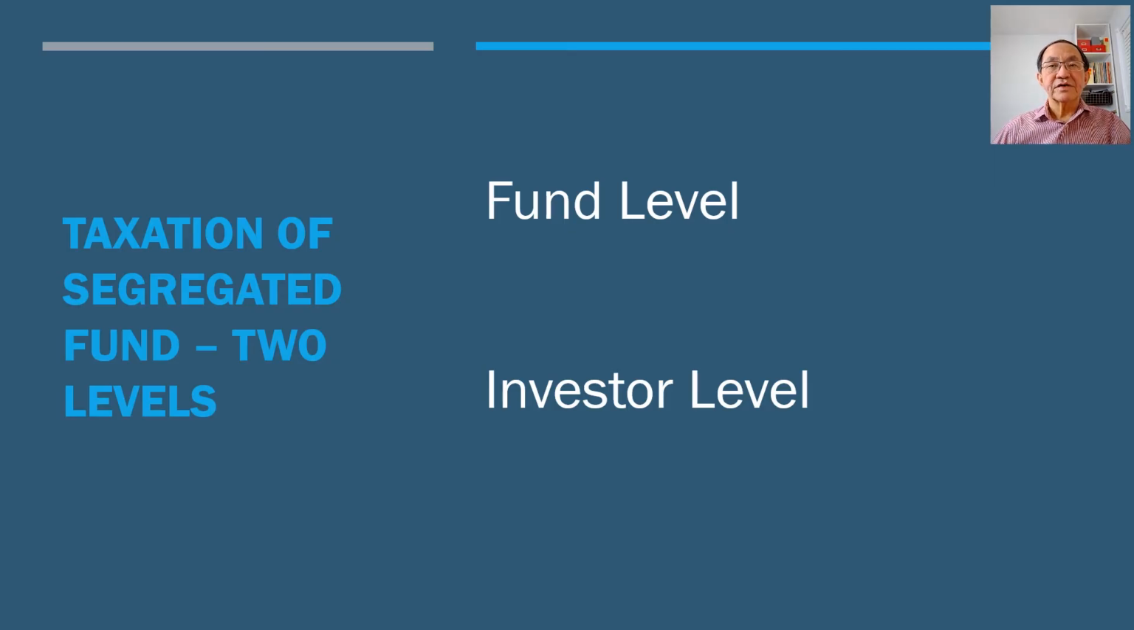There are two levels of taxation in segregated funds. First, at the fund level, any capital gains, losses, and income from the fund itself must be allocated to the owners each year on a time-weighted basis. And the second one is at the investor level. When an investor redeems units from the fund, capital gains or loss must be reported in the year of the withdrawal, regardless of whether the withdrawal is from a systematic withdrawal or a one-time withdrawal.